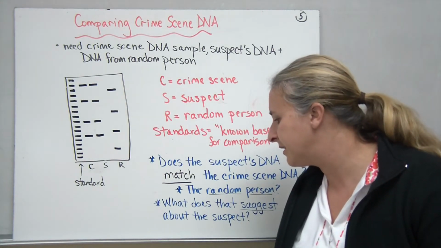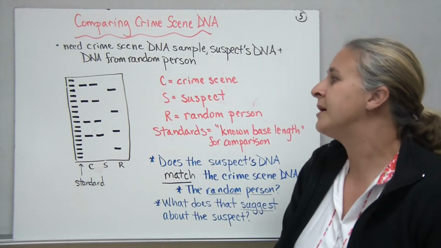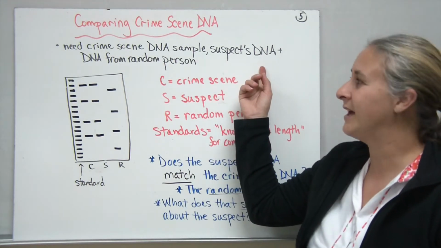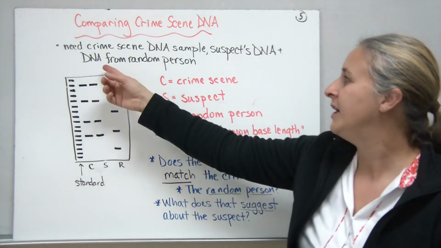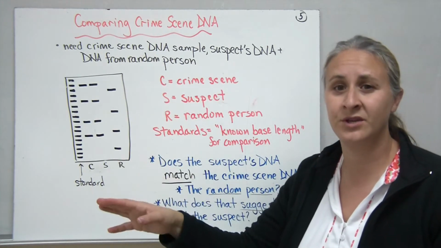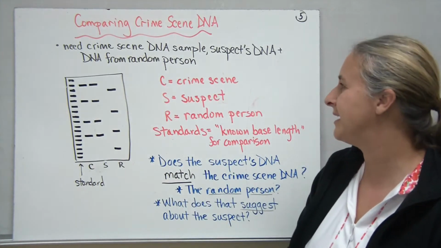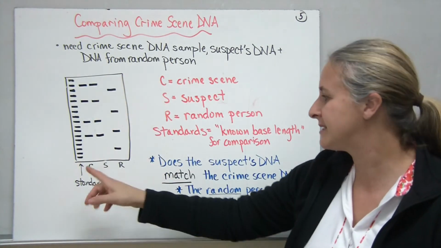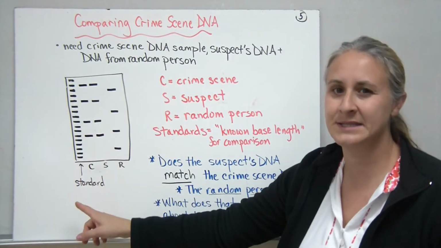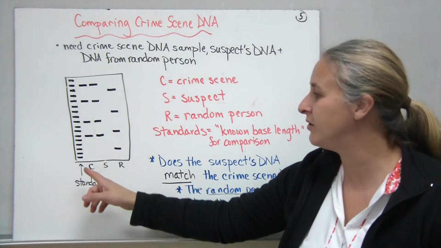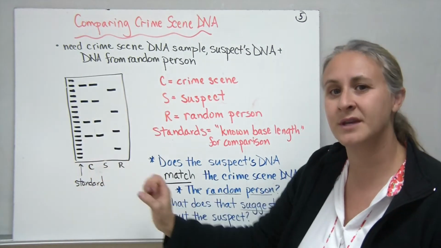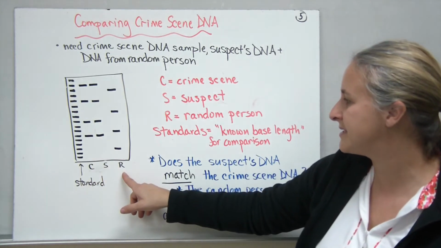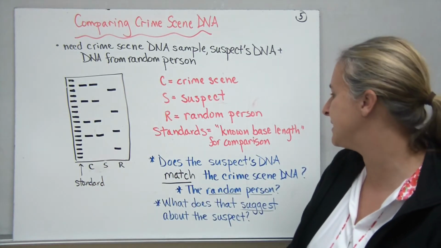So let's look at comparing DNA from a crime scene. A couple of things you need. You would need the crime scene DNA sample. You would need the suspect's DNA, maybe in some cases multiple suspects. And then you would take DNA from a random person that you know is not related to the crime scene. We'll talk about that in a second. So this would be my gel in the end after I ran that whole test. And on this side, we have things called standards. It's essentially our control. These are known base lengths to use as a comparison. And then I have C for my crime scene DNA, S for my suspect's DNA, and in this case, R for a random person's DNA.